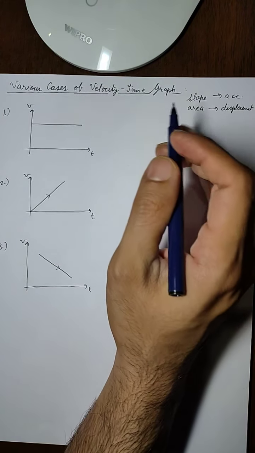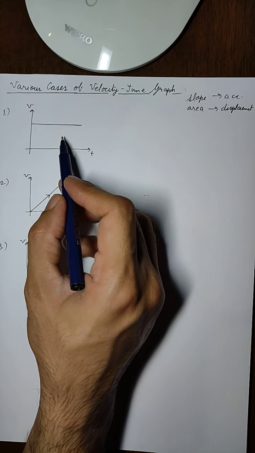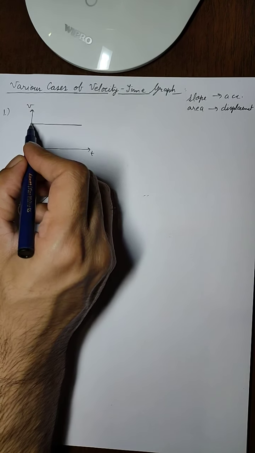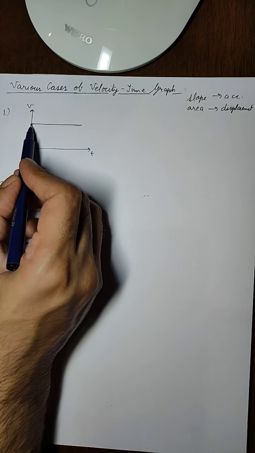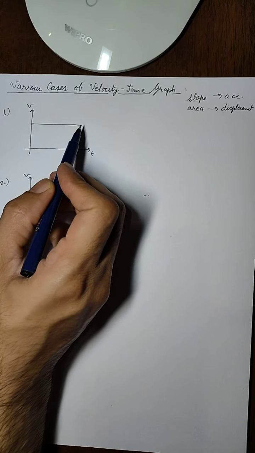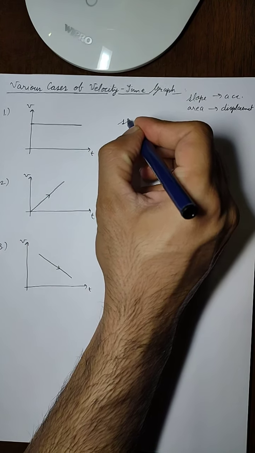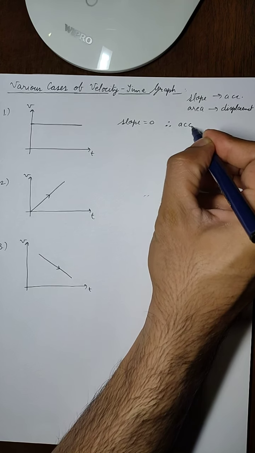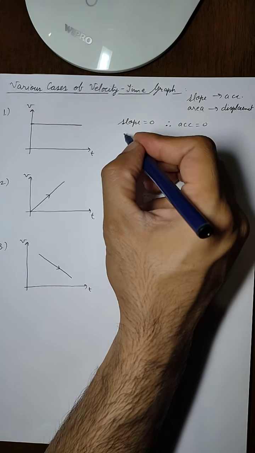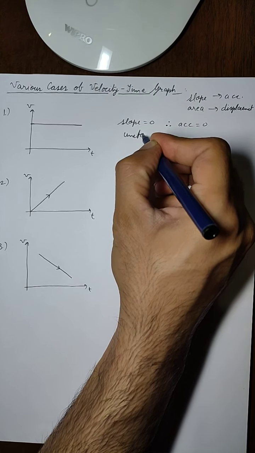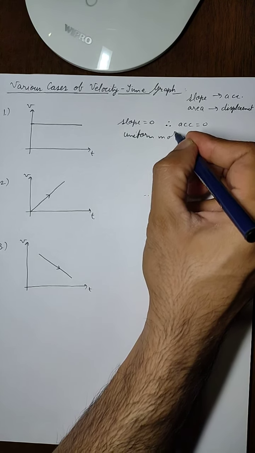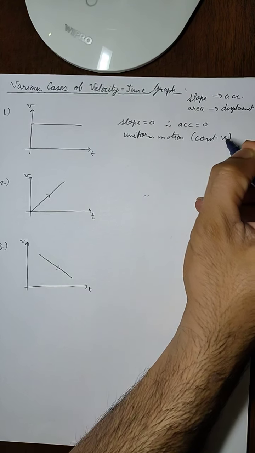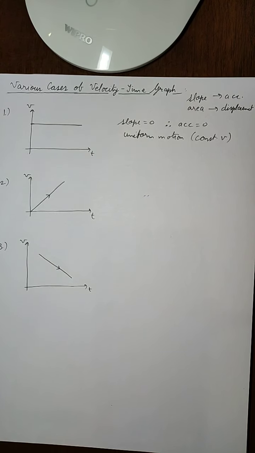Now let us start analyzing. In the first graph, as we can see, the velocity is not changing with time. The value of velocity remains the same as time passes. So we can say that slope equals 0. Since slope equals 0, therefore acceleration is also equal to 0. So this kind of motion will be a uniform motion because we are going with a constant velocity. The velocity is not changing, it is remaining the same.